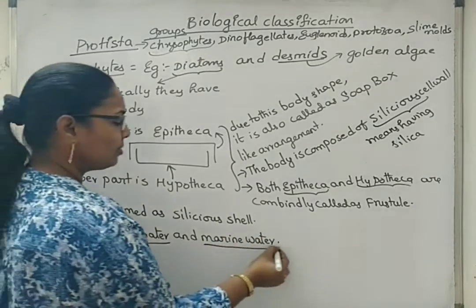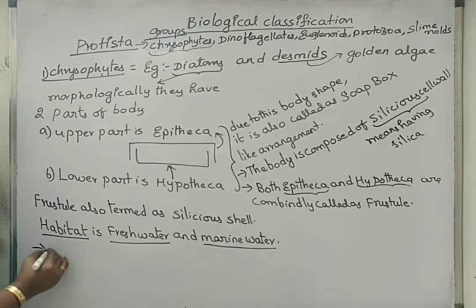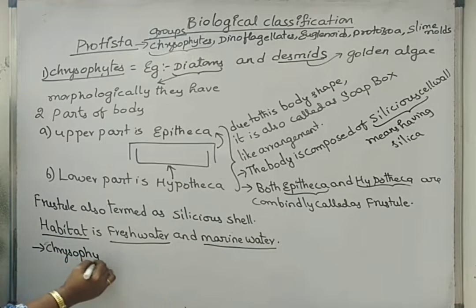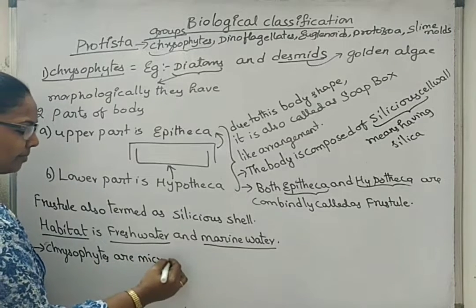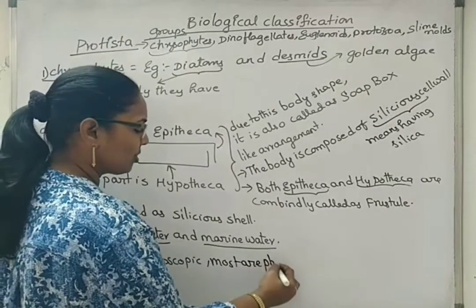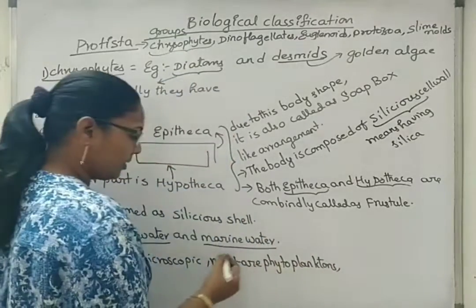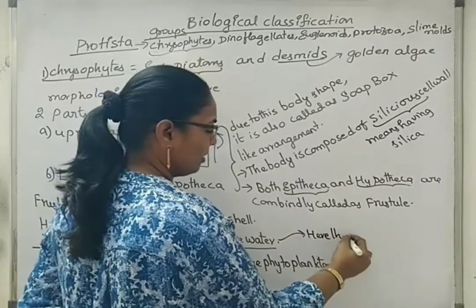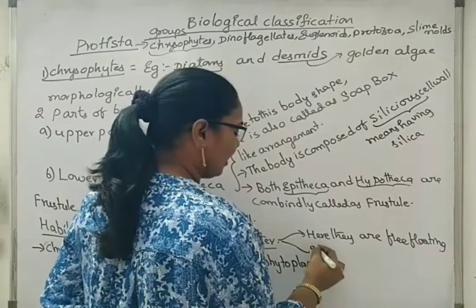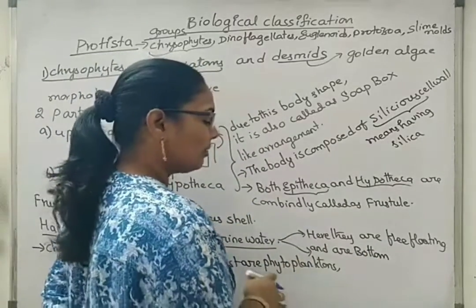Chrysophytes live mostly in fresh water and rarely in marine water. Next, another point. Chrysophytes are microscopic. Most are phytoplanktons. Next, in marine water, they are free floating and are bottom dwellers. Means they settle at the bottom of the waters or oceans.